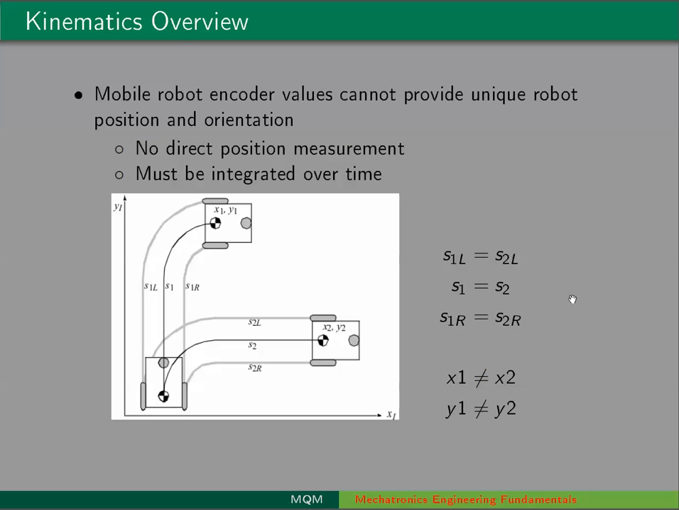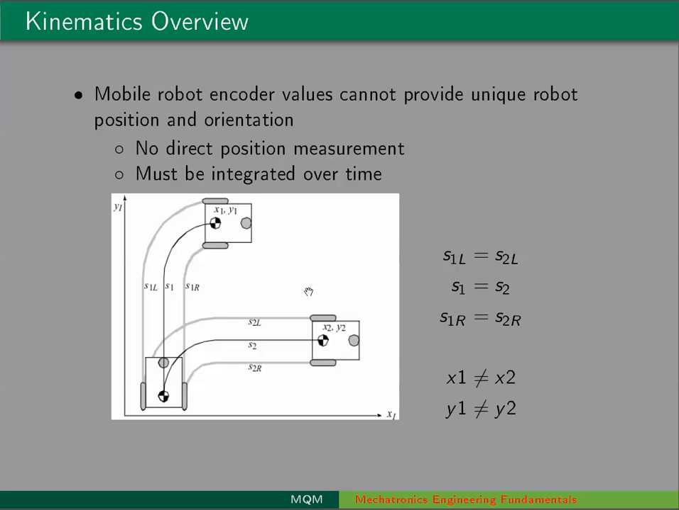That's not so for a mobile robot. Just knowing the encoder values, so how far each wheel has moved, does not give you a unique position and orientation. So we don't have any direct position measurement in a mobile robot like we do in a manipulator. In order to estimate the position and orientation, we have to integrate these wheel displacements over time.